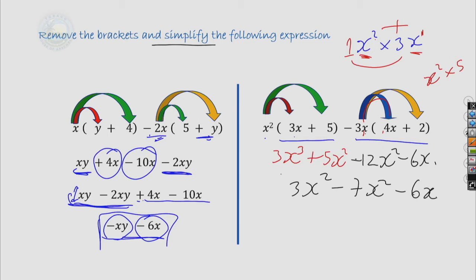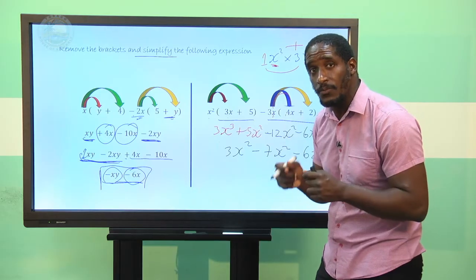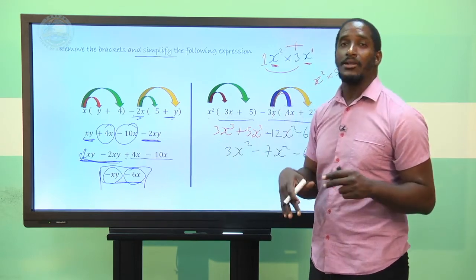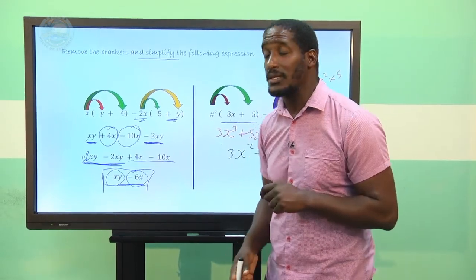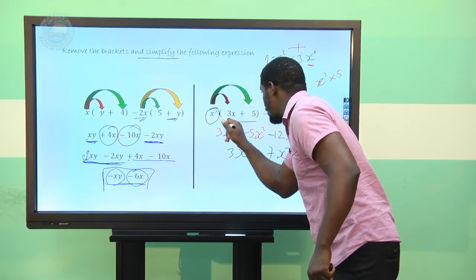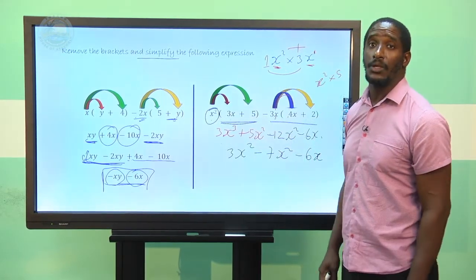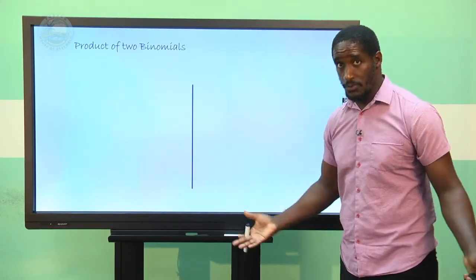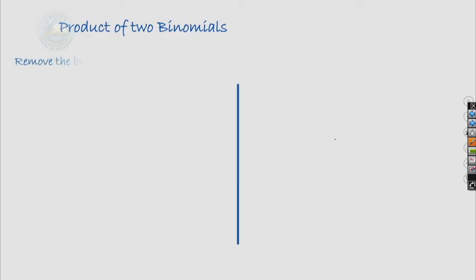So here, what we have looked at thus far is multiplying a binomial. Remember what we said a binomial was? A binomial is any algebraic expression with two terms. And a monomial is any algebraic expression with only one term. So here, we multiplied a monomial by a binomial, and we did some simplification. Now let's look at finding the product of two binomials. Remember what binomials are? So let's look at an example here.